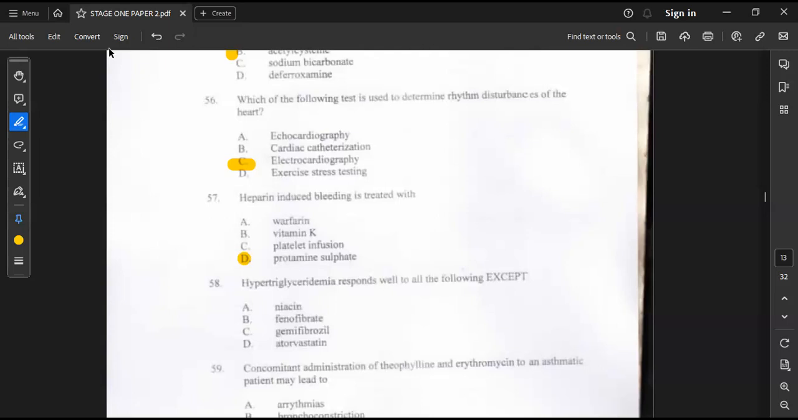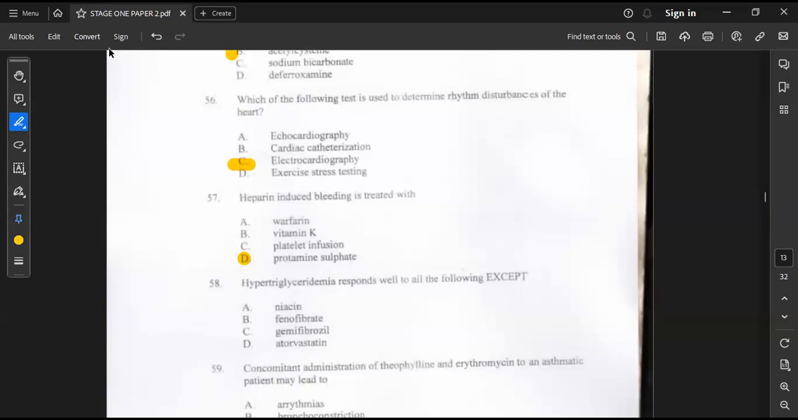Extrinsic pathway: once an injury has occurred, tissue factor will be released from the tissues and the tissue factor will activate factor seven. So factor seven will become factor 7A, or factor seven activated. The activated factor seven will act on factor 10 to become factor 10A. Then factor 10A is what will convert prothrombin to thrombin, and thrombin converts fibrinogen to fibrin, which will hold the platelets together, leading to formation of that platelet plug.